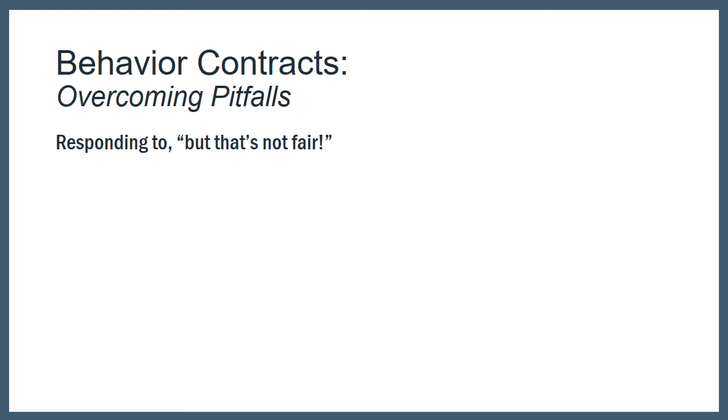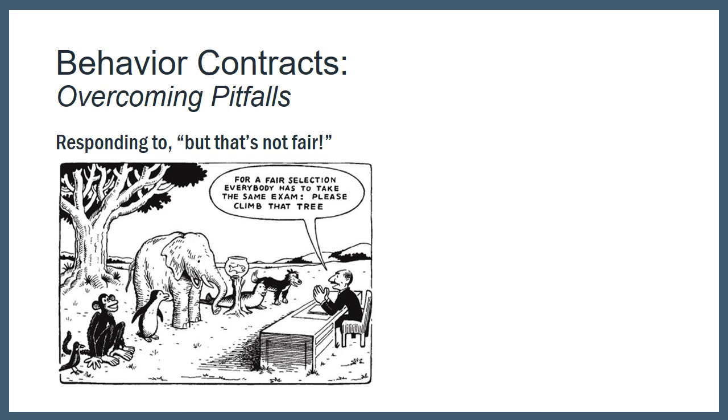The next potential pitfall is associated with responding to claims that "that's not fair." Occasionally, when a behavior contract or a reinforcement system is implemented for a specific student, other students may feel that it's not fair that the student receive rewards that they may not receive. If this occurs, it may be important to remind students and potentially staff members that fair isn't everyone getting the same thing. Fair is everyone getting what they need in order to be successful.